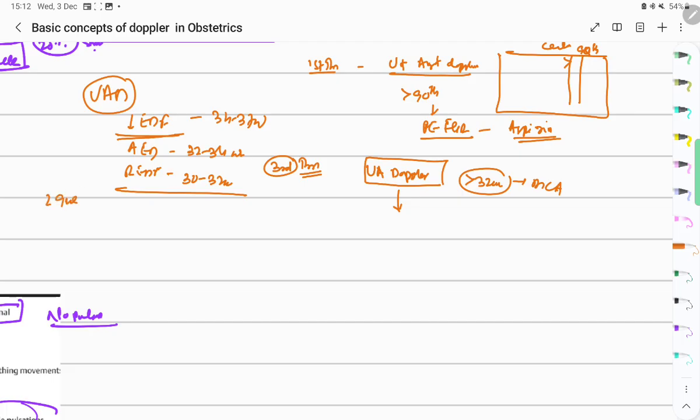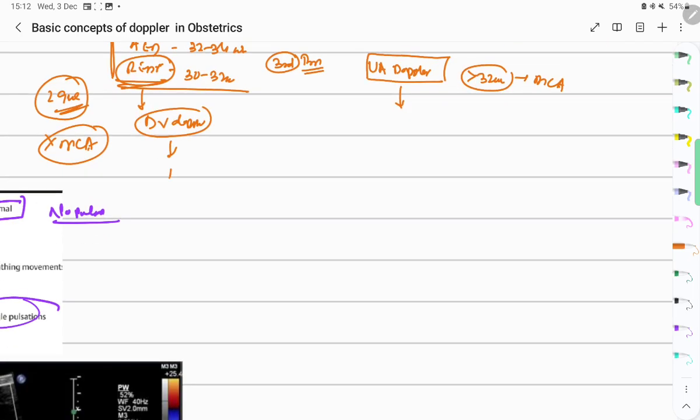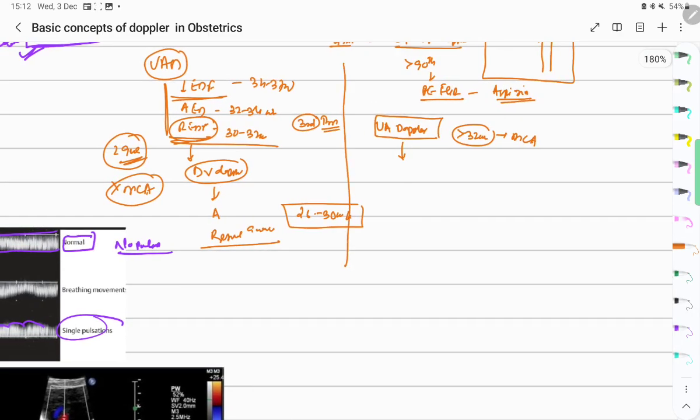Suppose the patient is 29 weeks, then I cannot terminate at this point with reversed end-diastolic flow. I will not do MCA because it is 29 weeks, as the decision cannot be based on MCA Doppler. So I will do ductus venosus Doppler here. If there is absent or reversed A wave, I will deliver by 26 to 30 weeks after proper counseling. So this is the basic idea.